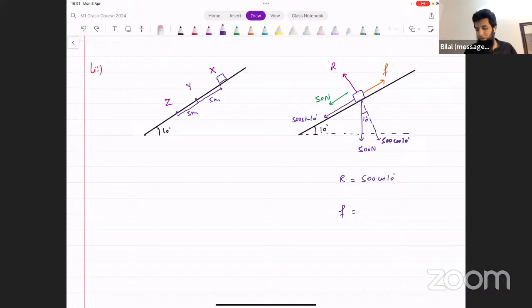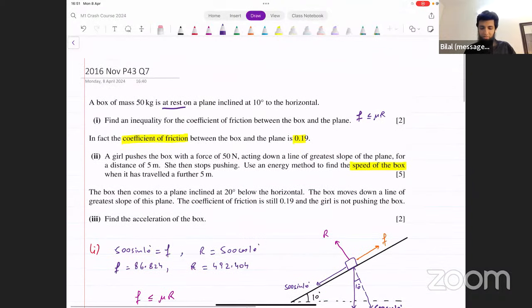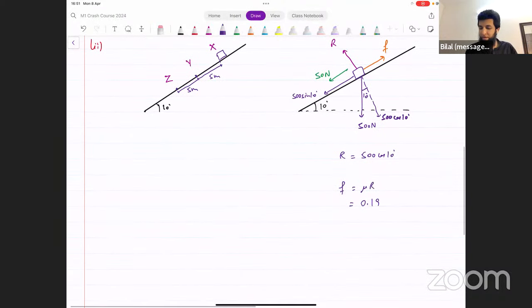F equals mu R. What's the value of mu? Mu, they told us, is 0.19. And the value of R is 500 cos of 10. What we can do is find the value of friction using this. Let's see what that turns out to be. 0.19 into 500 into cos of 10, that's giving me 93.557 Newton. This is the value of friction.